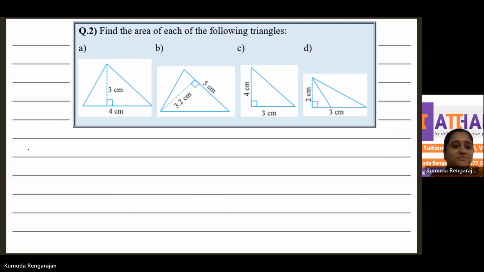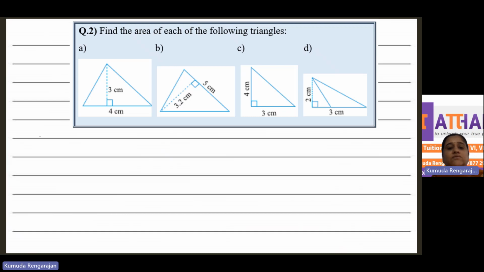All right. So children, see here. Now find the area of each of the following triangles. The area of a triangle is given by the formula half into base into height. Half into base into height. Parallelogram is base into height. Triangle is half into base into height.